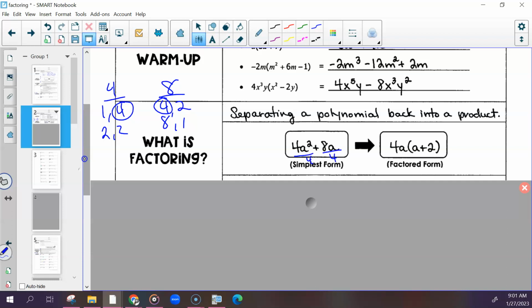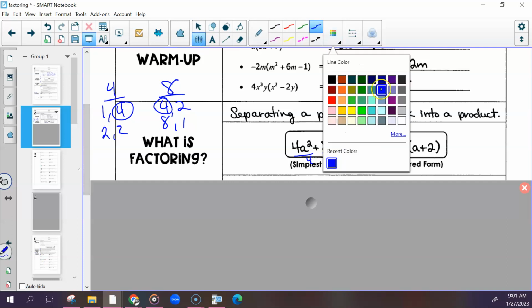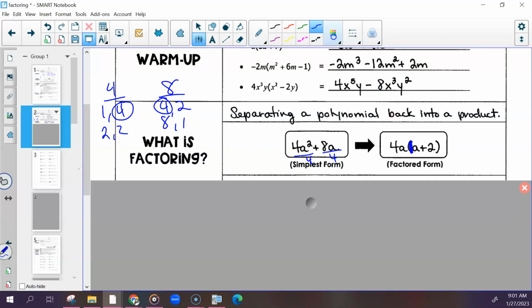But when we do that, we're not making it disappear. It's kind of weird. Whatever number we said, we're going to put it out front. And then whatever we divide and whatever's left, that's what gets put inside. So 4 divided by 4 is just 1. And then 8 divided by 4 is 2. So that's where those numbers come from.